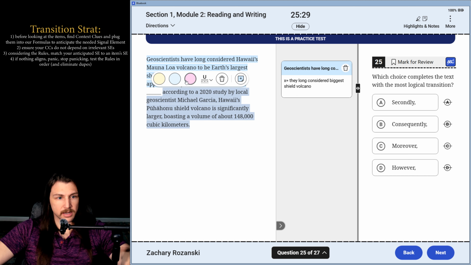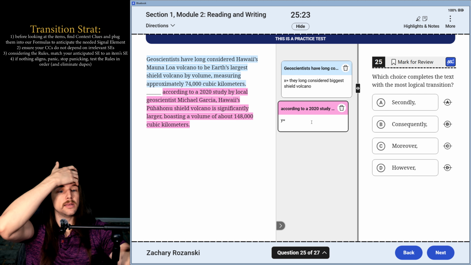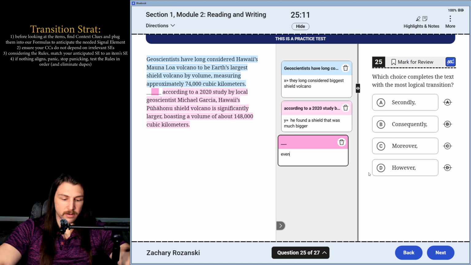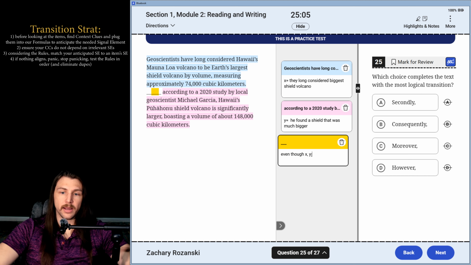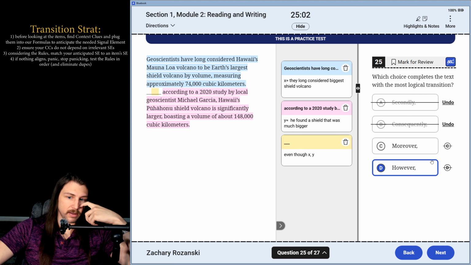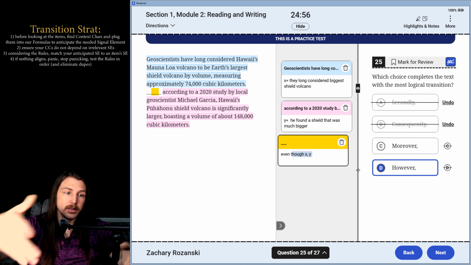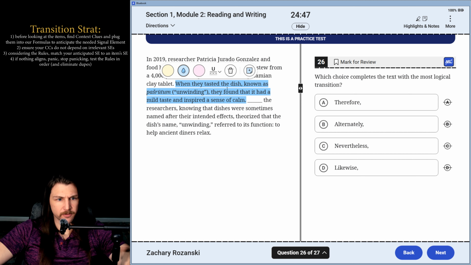Then we can look to the right side and we can extract some sort of information for our y that's going to be over here. Y equals, according to a study by geoscientists, according to Michael, he found a shield that was much bigger. This is going to be some sort of contrast, even though is going to be my template in here, even though x, y. As I start looking to do that, I don't have sequence, I don't have cause and effect. Oh, there's my however. However could be naked contrast, just sheer, there's this one thing and then there's this other, whereas x, y, but it could also be this one of aggression, so there's not much of a thought to have beyond this here.